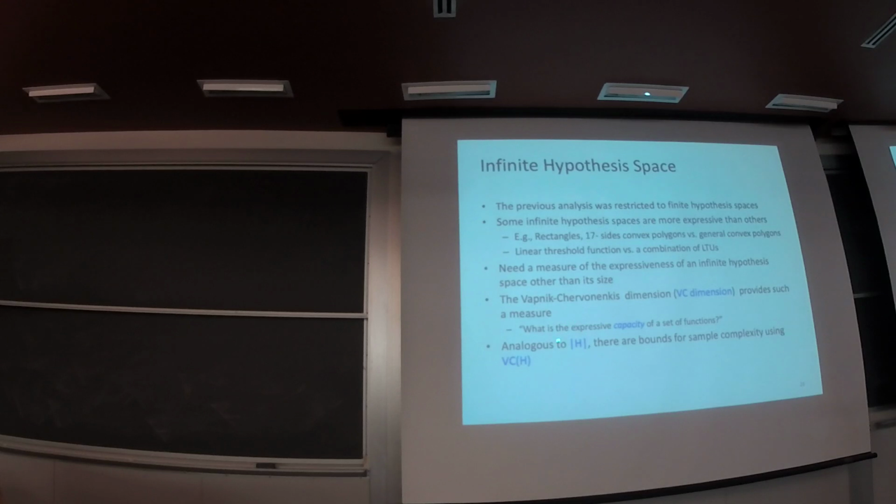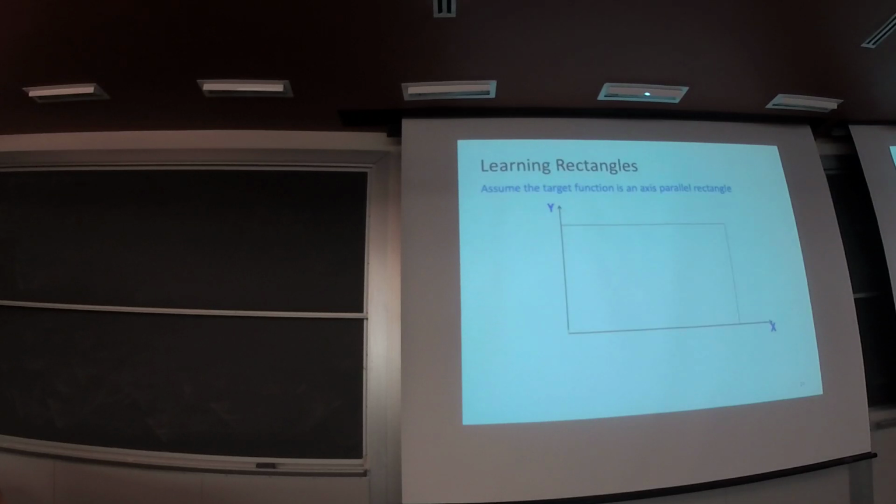So you can roughly think it takes the same role as the logarithm of the size of the hypothesis space. But when the size of the hypothesis space is infinitely large, the VC dimension is still finite. It's not always finite, but in most cases it is. You can compare VC dimensions between different infinite hypothesis spaces. That's the motivation for the VC dimension.